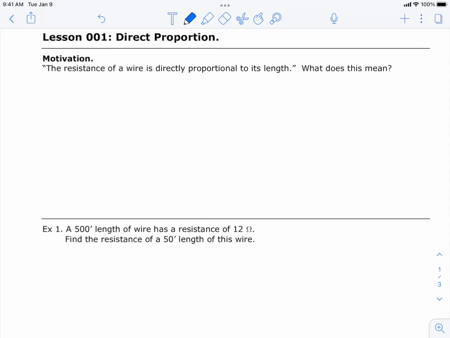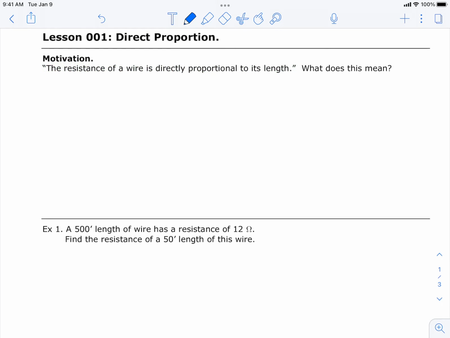Welcome to our first lesson, 001, direct proportion. Direct proportion, that's actually a phrase you're going to see in your electricity book. Like, for example, you'll see this: the resistance of a wire is directly proportional to its length. Okay, so what are they telling us here? The resistance of a wire is directly proportional to its length.